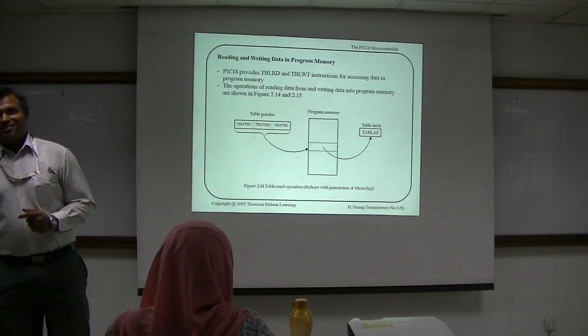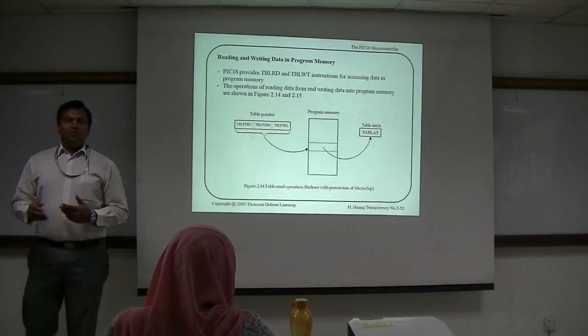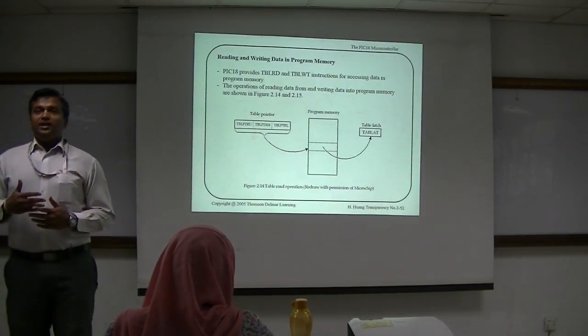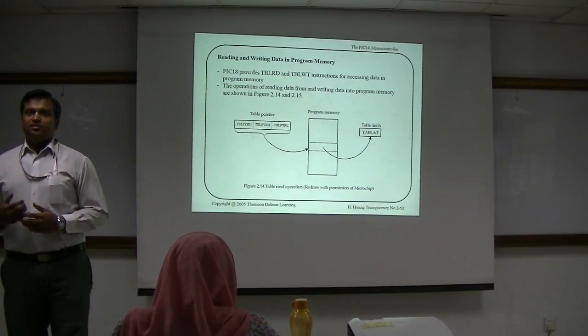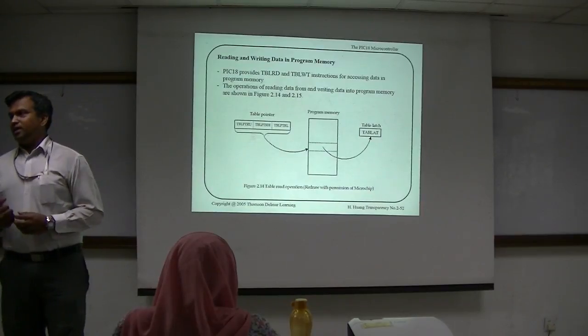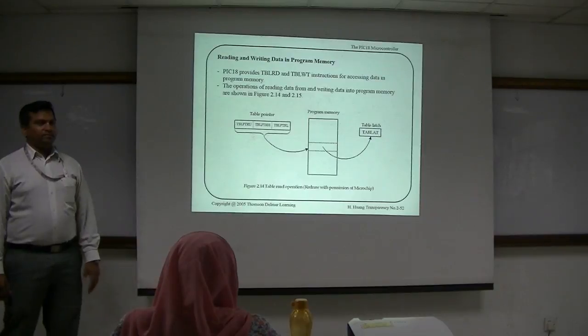So you should be fast if you have revised. DB and DW are used to store the data into program memory. But how do we actually retrieve it back? In order for us to retrieve it back, we need to use a pointer. It's known as the table pointer.